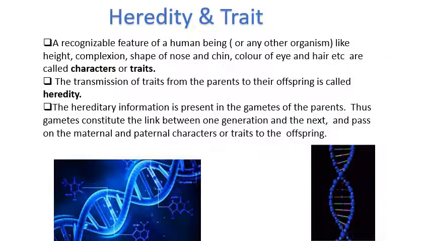Heredity and Traits. A recognizable feature of a human being or any other organism, like height, complexion, shape of nose, chin, color of eye, and hair, etc., are called characters or traits. The transmission of traits from parents to their offspring is called heredity. The hereditary information is present in the gametes of the parents. Thus, gametes constitute the link between one generation and the next and pass on the maternal and paternal characters or traits to the offspring.